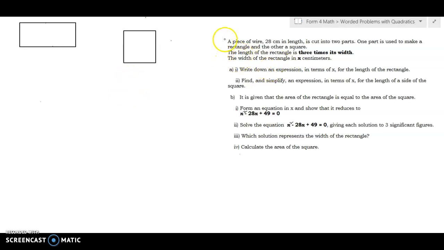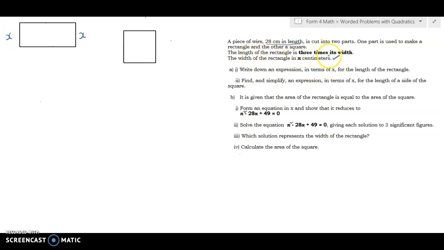This is it here. So, if you have a read, you'll see that they're speaking about a piece of wire that is 28 centimeters in length. It cuts it into two parts. One is for this rectangle and the other is for this square. What they say though for the rectangle is that the width is x centimeters. So say this is the width, I'll call here x and here will be x. So that covers this line.